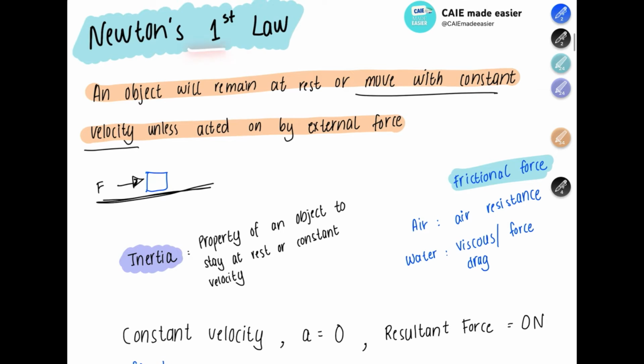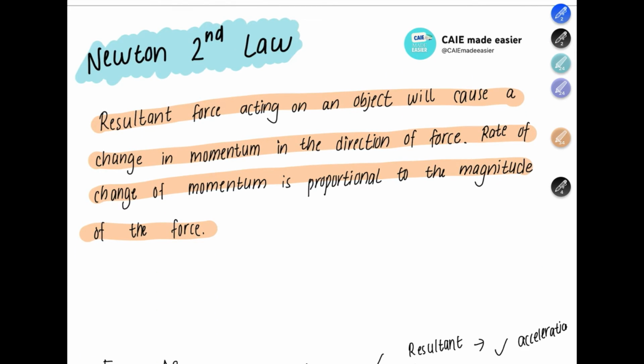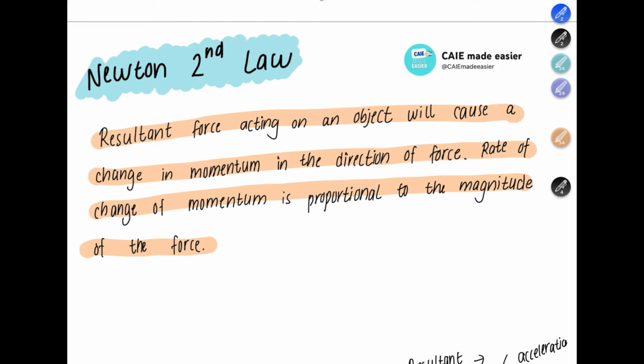Now, Newton's first law explains when there is no external force, when there is no acceleration. Okay. Now, what about when there is a resultant force? When there is an acceleration, basically a resultant force is acting on an object. So Newton's second law is defined in two ways. The first one talks about momentum, and the second one talks about this equation, F equals ma.